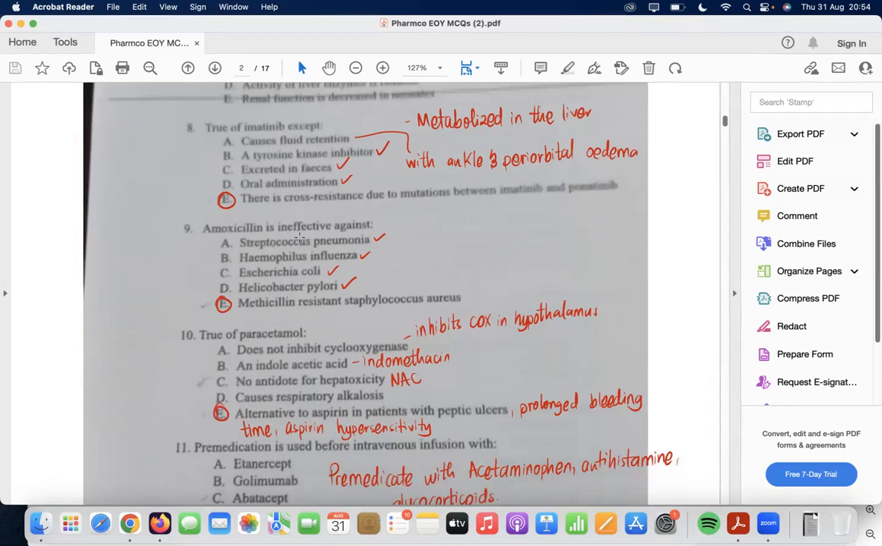Amoxicillin is ineffective against... I think we mentioned this. I think we just went through this when we were talking about the penicillins just a moment ago. So Streptococcus pneumoniae, yes, is treated. In fact, we said amoxicillin can support other penicillins in the treatment of streptococcus, I think. Yeah.